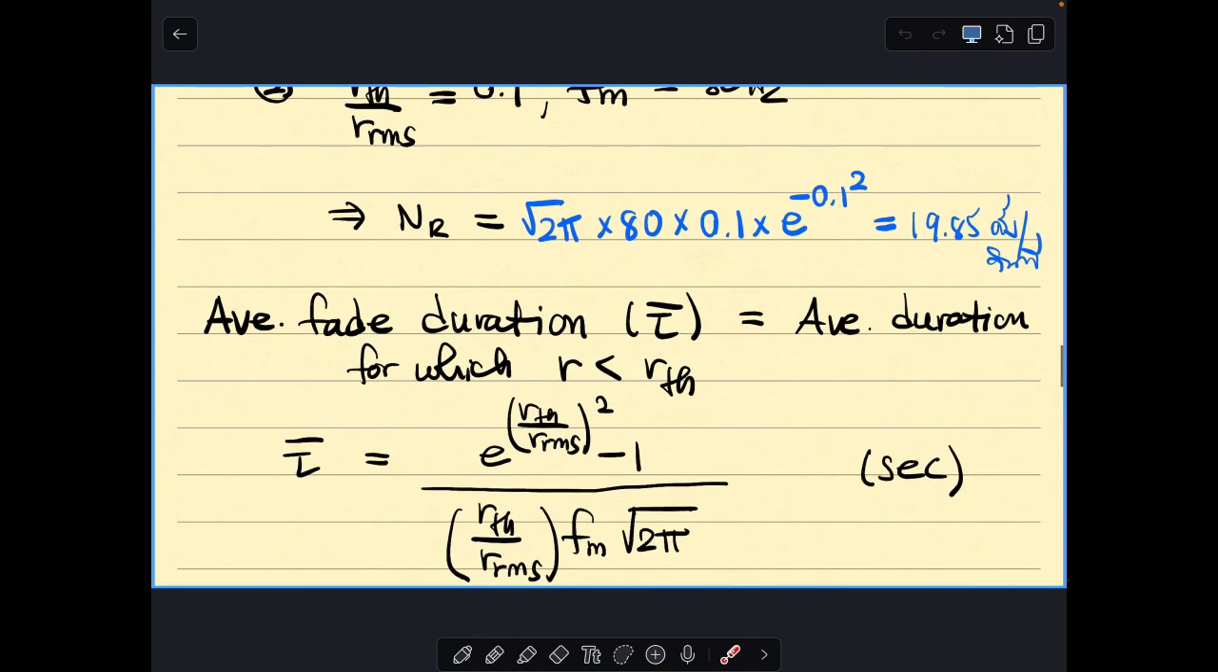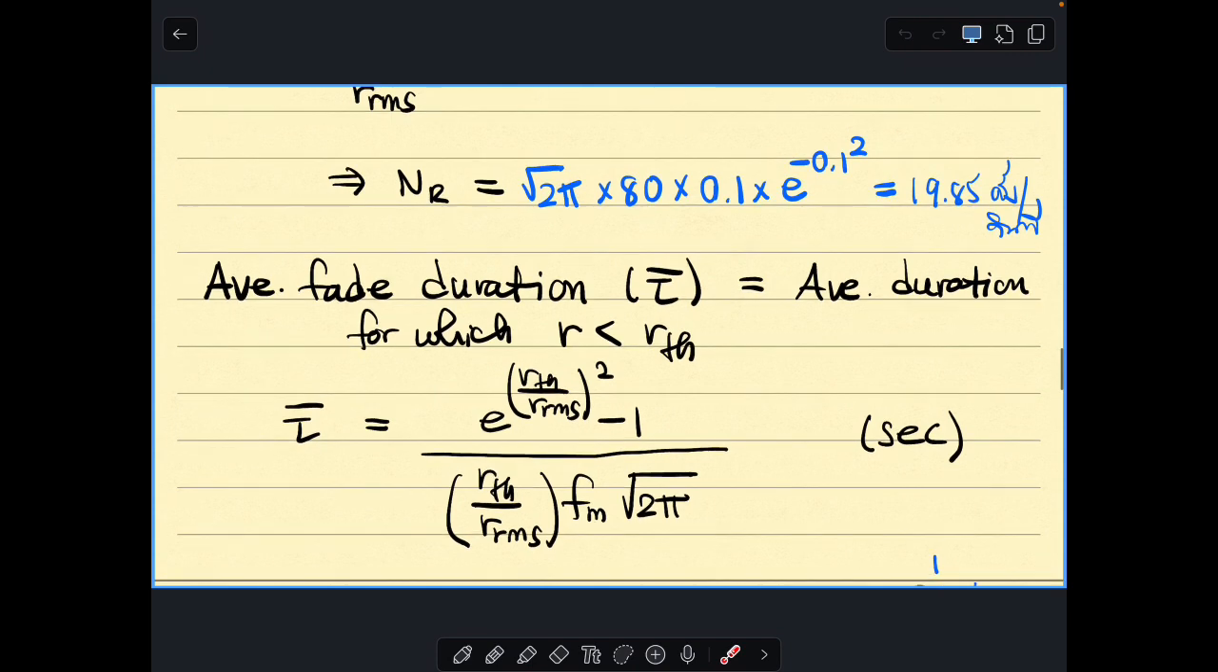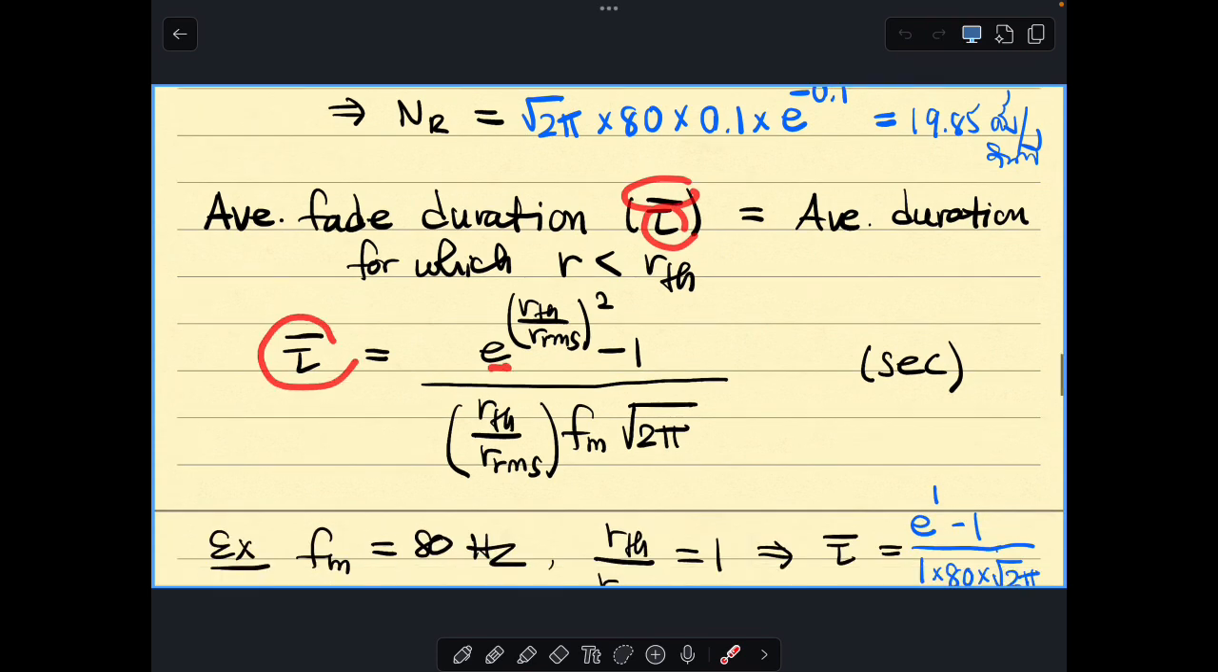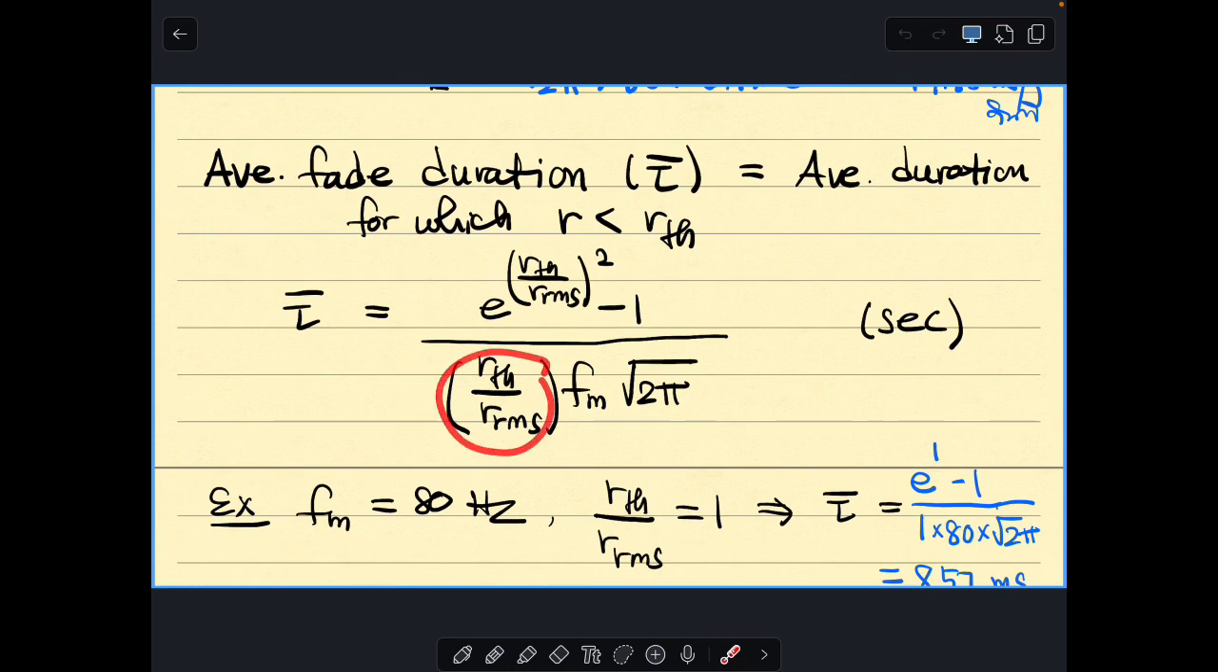The other parameter that we want to look at is what we call average fade duration. That is the time period for which the channel is below the threshold. This is not the number of times, but the time itself. How long does it stay below the threshold? So you use tau with the bar. Tau bar is equal to e to the ratio R threshold divided by RMS to the power 2, minus 1, divided by Fm times square root of 2 pi.